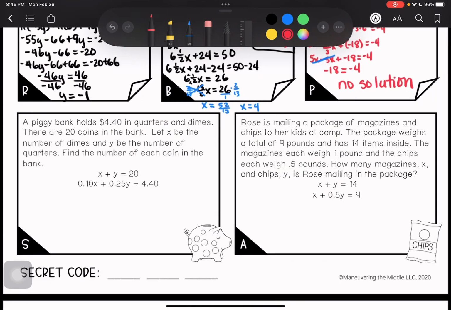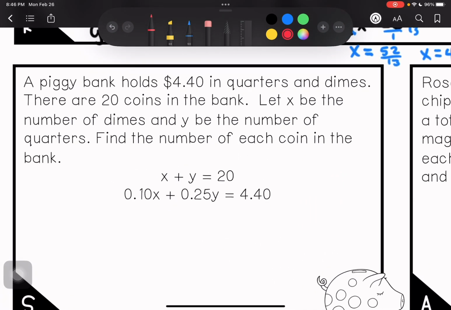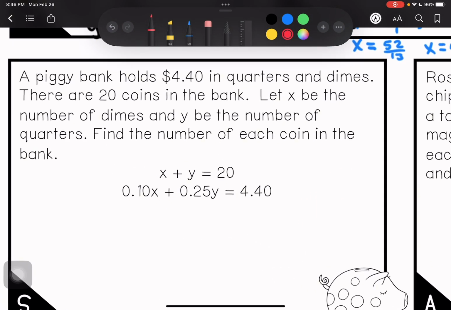The next one says a piggy bank holds $4.40 in quarters and dimes. There are 20 coins in the bank. Let X be the number of dimes and Y be the number of quarters. Find the number of each coin in the bank.